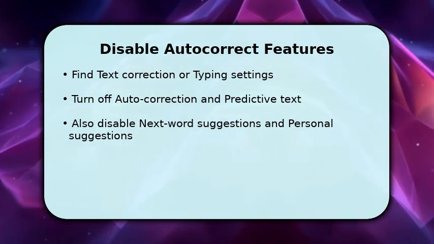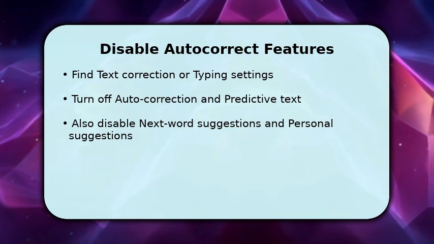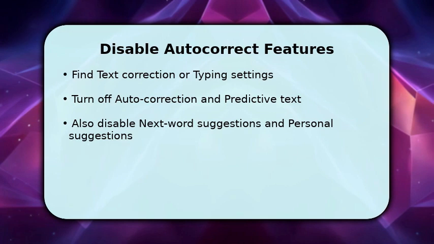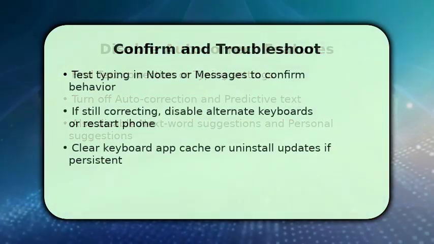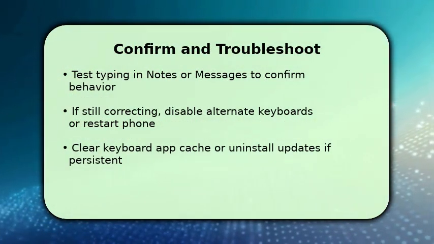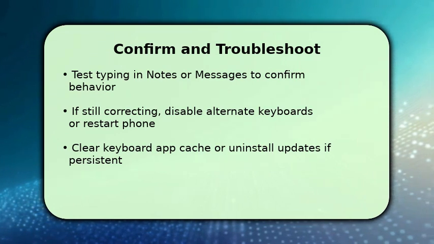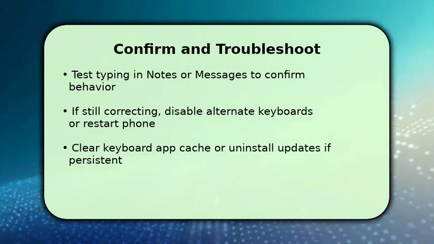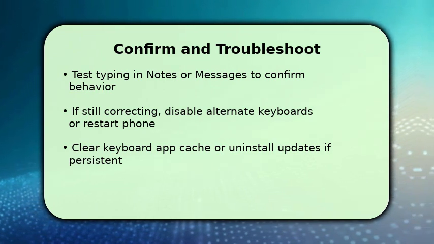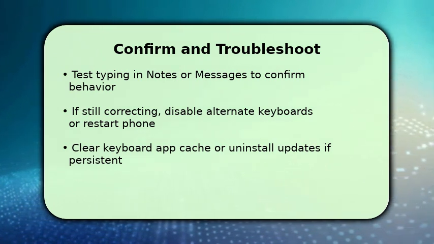These settings stop the keyboard replacing or suggesting words, giving you direct control over every typed character. You finish by testing. Open notes or messages and type several words and punctuation to confirm autocorrect is off. If corrections persist, make sure no other keyboard is active.